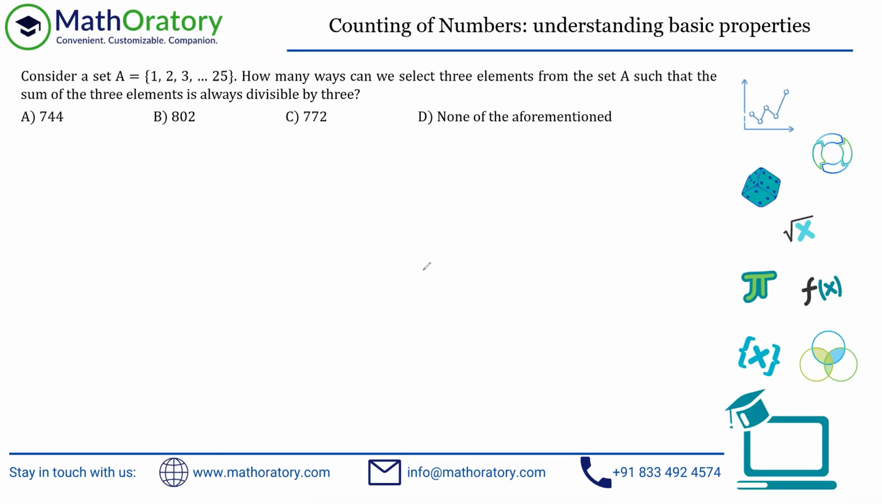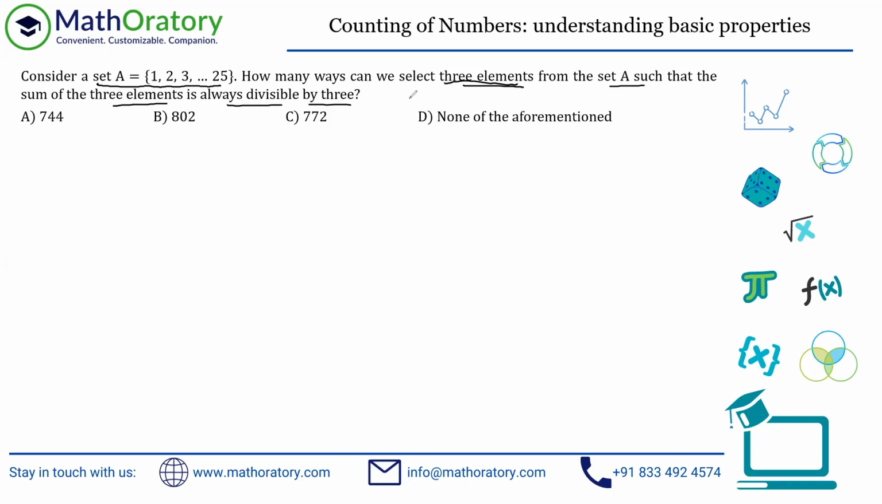Okay, we have the set of numbers from 1 to 25. Now we need to find the number of ways we can select 3 elements or 3 numbers from this set such that the sum of the 3 elements is always divisible by 3. I don't get the context of writing always in this case, but anyhow, we're looking to select 3 elements from this set so that the sum of the 3 elements is divisible by 3. That is what the question is, right?